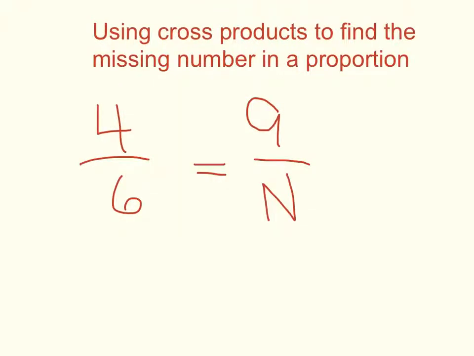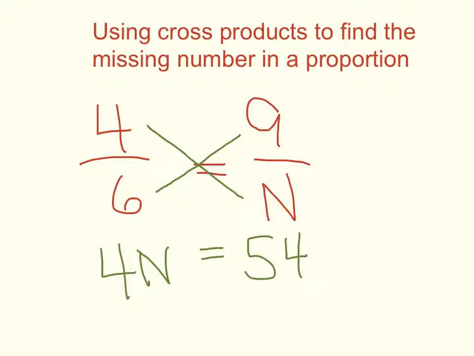We can use cross products and what we already know about solving equations in order to find the missing number in a proportion. I have two ratios, 4 to 6 and 9 to some number, that I know are a proportion because there's an equal sign between the two ratios. I'm going to use cross products because I know that 4 times n has to equal 6 times 9, which is 54. Well, this looks a lot like some of the one-step equations that we've been solving.